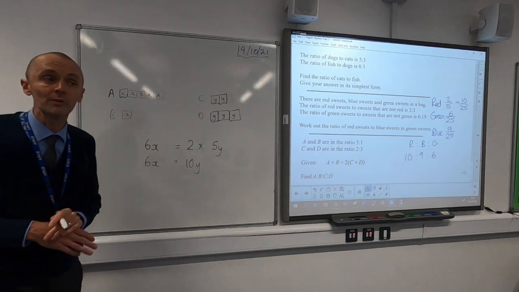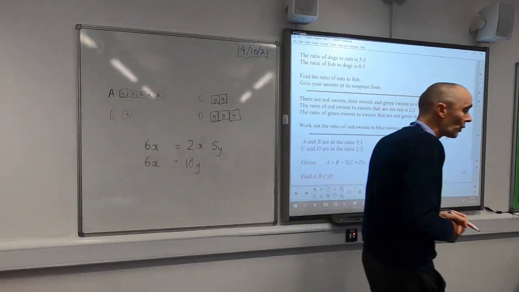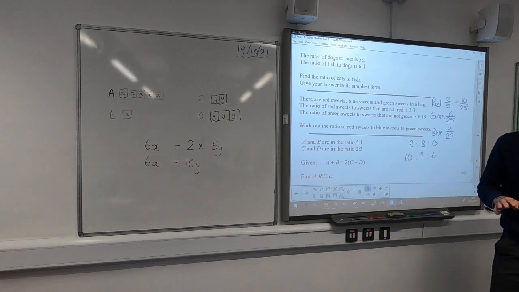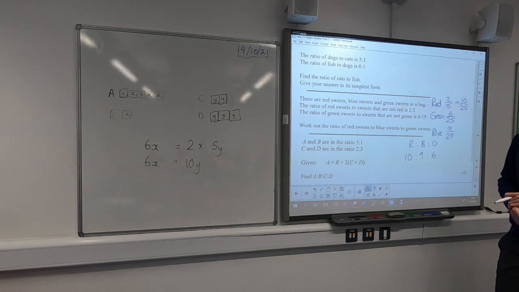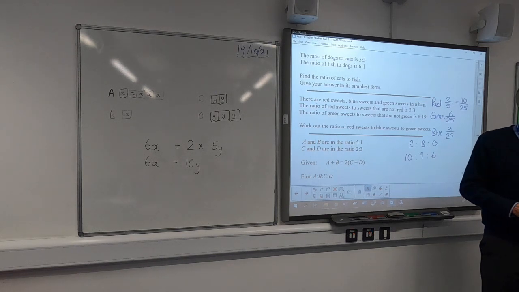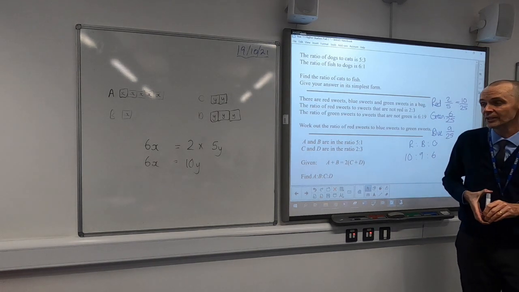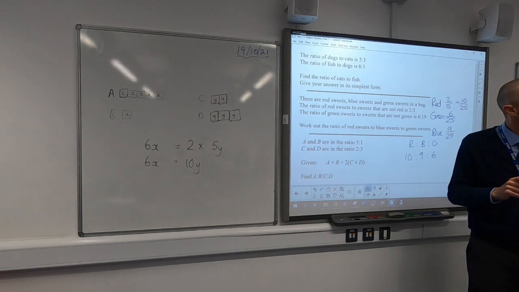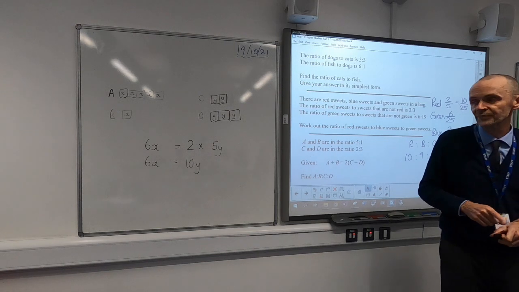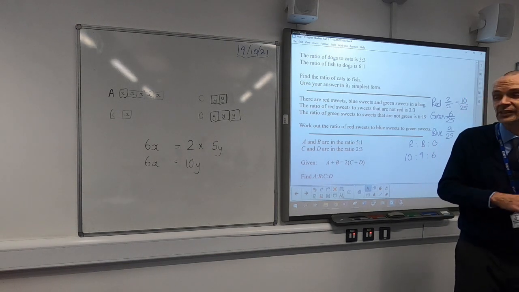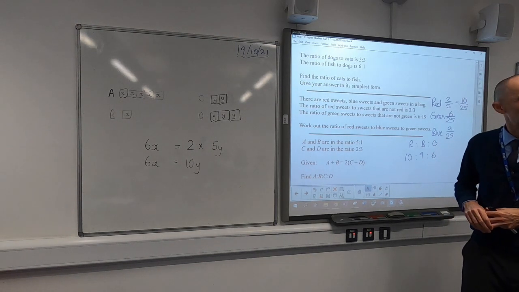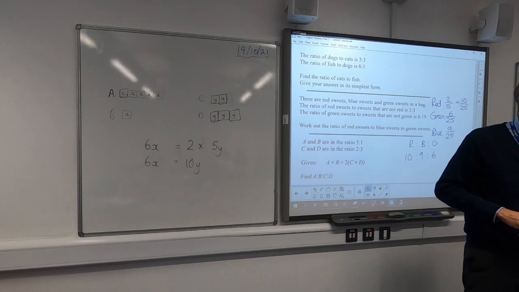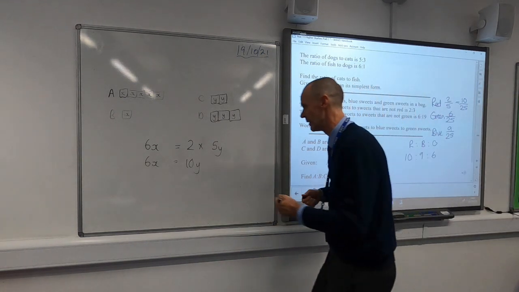Now what I can do now is get an equation for X in terms of Y. I could say that X is equal to 10Y divided by 6. Or I could get an equation for Y in terms of X. Y is equal to 6X divided by 10. Now 6X divided by 10 is 0.6X. 10Y divided by 6 is a horrible recurring decimal, so I'm not going to do it that way. I'm going to do it this way.